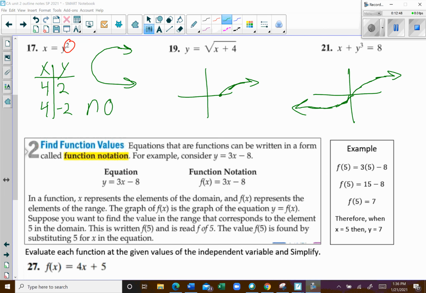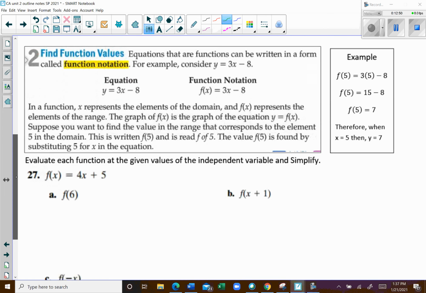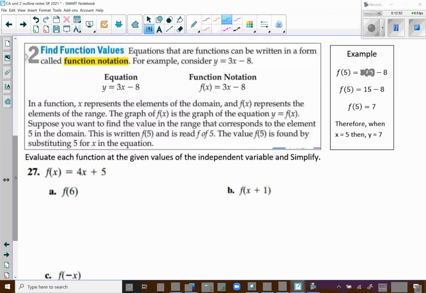All right, so what we'll look at next is function notation. So find the function values. Equations that are functions can be written in a form called function notation. So we have an example right here. Here's an equation, y equals 3x minus 8. For the function notation, all you do is change the y to f of x, okay? So don't overthink this. That doesn't say f times x. It's just read f of x.